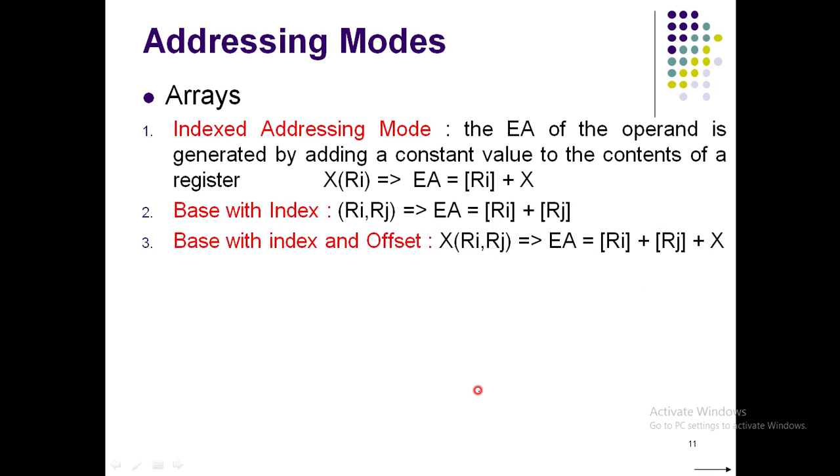So this becomes very important friends, that is we have totally three types in your arrays. One is only index, wherein we have an Ri and your constant x. One is base with index, wherein we have both the registers. The next one is index as well as offset, so therefore we have Ri Rj plus x.